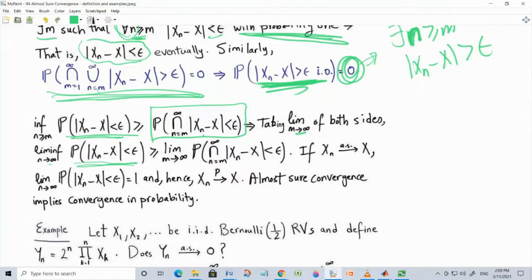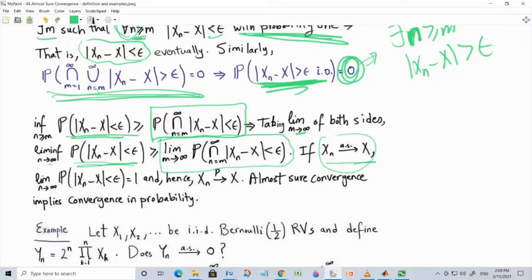Now suppose that we have convergence with probability 1. We have almost sure convergence. What does this mean? It means that this limit, by the definition of almost sure convergence, is equal to 1. So this limit is equal to 1.